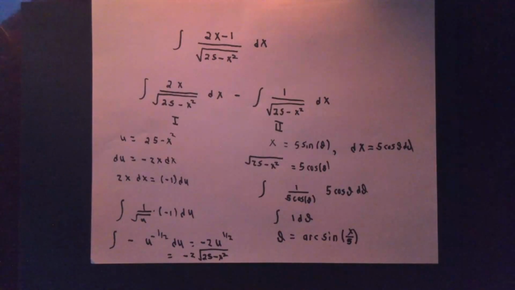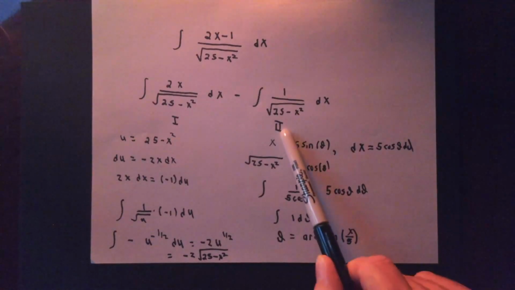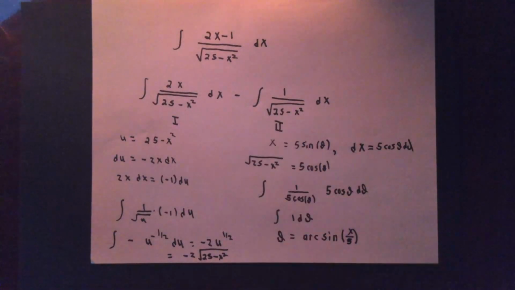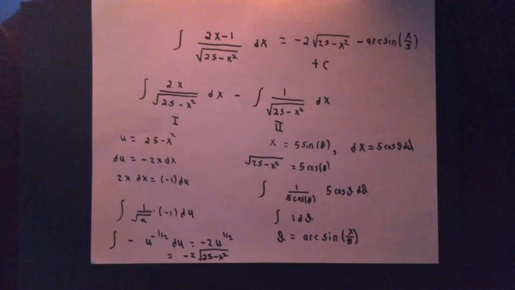Since x is 5 times sine theta, sine theta is x divided by 5. Theta is the inverse sine of x divided by 5, so theta is the arcsine of x divided by 5. This is the value of integral number 2, which completes the calculation of our integral.